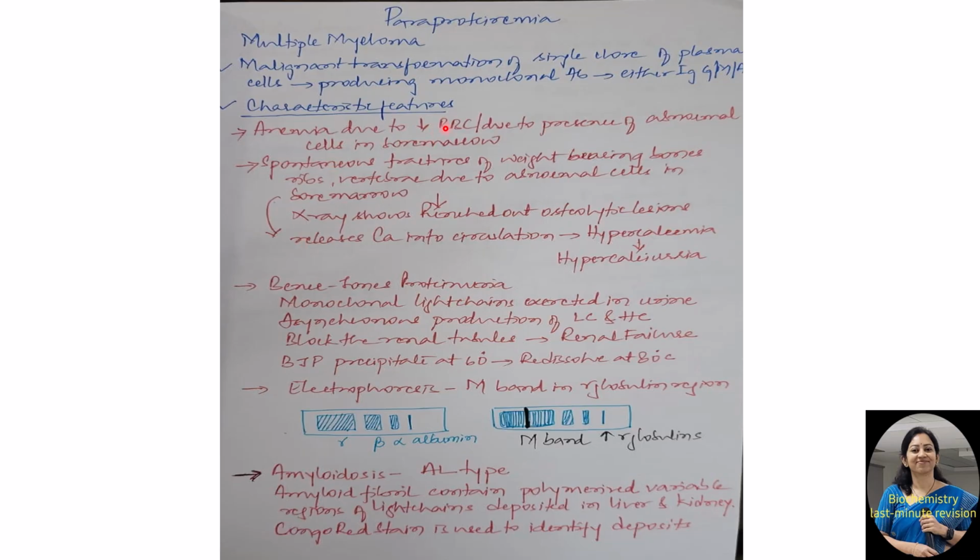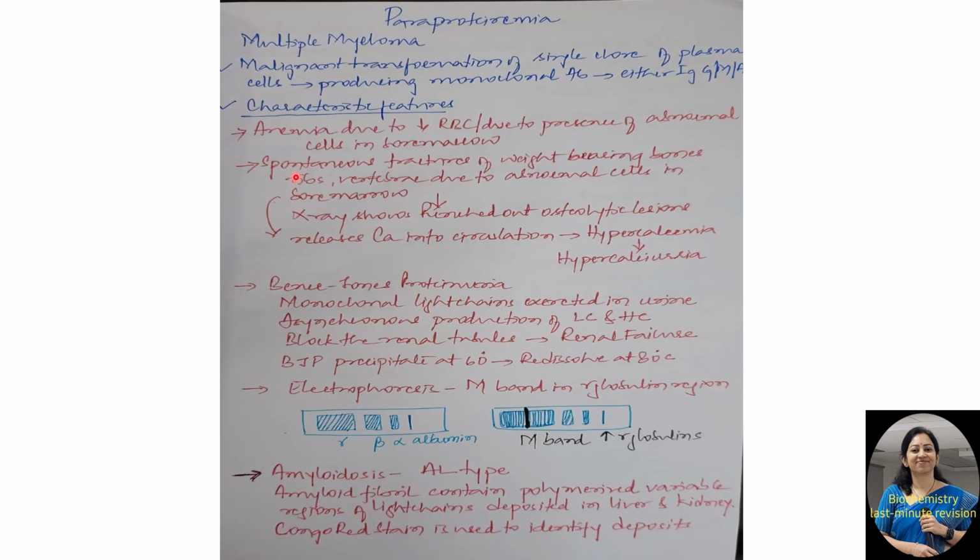So, there occurs anemia. This is because the bone marrow is occupied with abnormal cells, especially the precursor cells of immunoglobulin, that is the plasma cells, and this will interfere with erythrocyte production, resulting in development of anemia. Apart from that, the second clinical feature is spontaneous fracture of the weight-bearing bones. This is because of accumulation of these precursor cells, that is abnormal plasma cells, and these can involve ribs and vertebra. And when an X-ray is taken, it shows the presence of punched out osteolytic lesions.